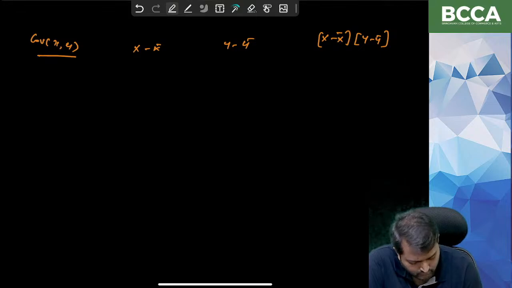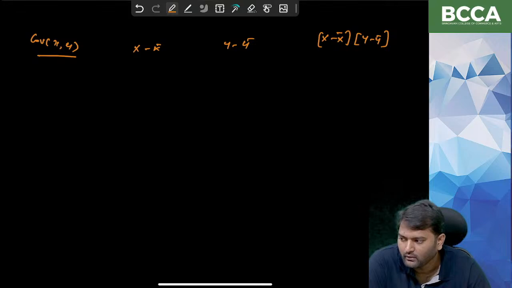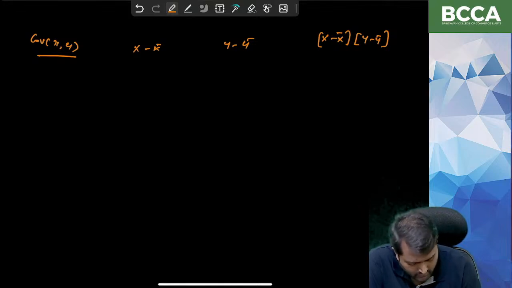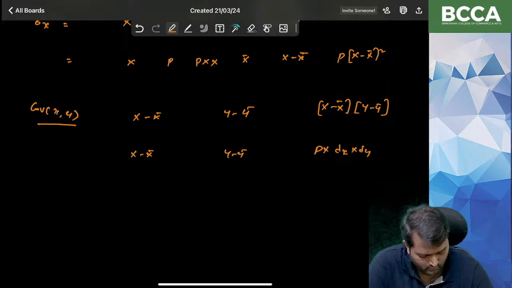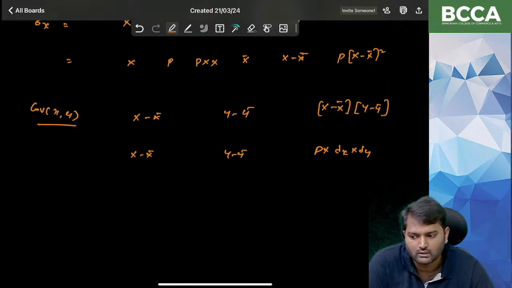The next one. After covariance of x comma y, if a probability is given, then x minus x bar, y minus y bar, and the last column is p into dx into dy. Nothing but probability into deviation of security x into deviation of security y. Yes or no? So this is the formula for covariance of x comma y.